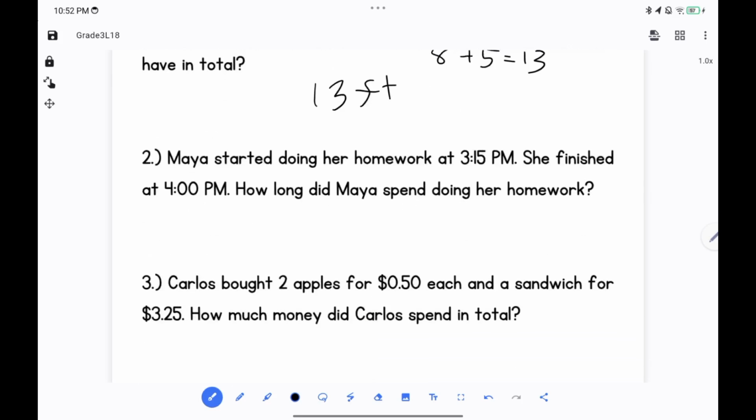Maya started doing her homework at 3:15. She finished at 4 p.m. Okay, so in 1 hour there's 60 minutes. So to go from 3:15 to 4, you go quarter, quarter, quarter, and 1/4 of an hour is 15, so you need 3/4, so that's 45 minutes.